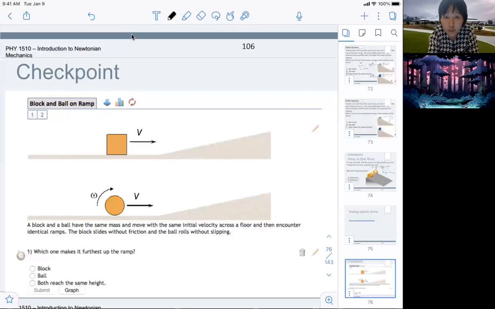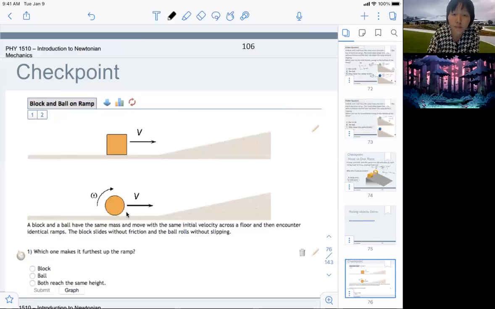So anybody would like to share their thoughts? You have done this checkpoint already, and with the discussion we did previously with the energy approach, how do we use that to look at this question? So which one do you think will make it furthest up the ramp? Would it be the block? If they race down the ramp, the block wins. Now, if they're going up a ramp, would the block also win, in the sense that it goes furthest up? What do you think?